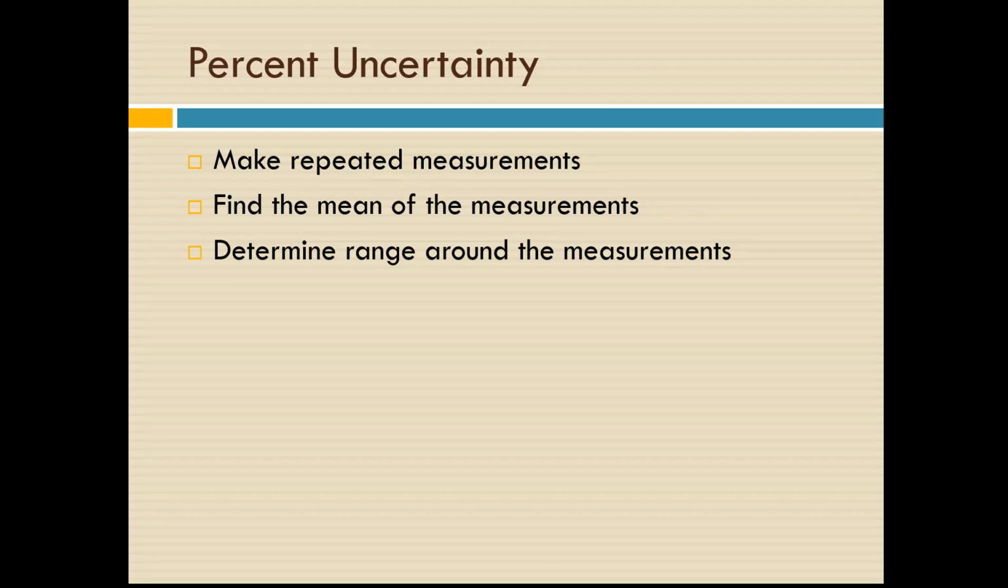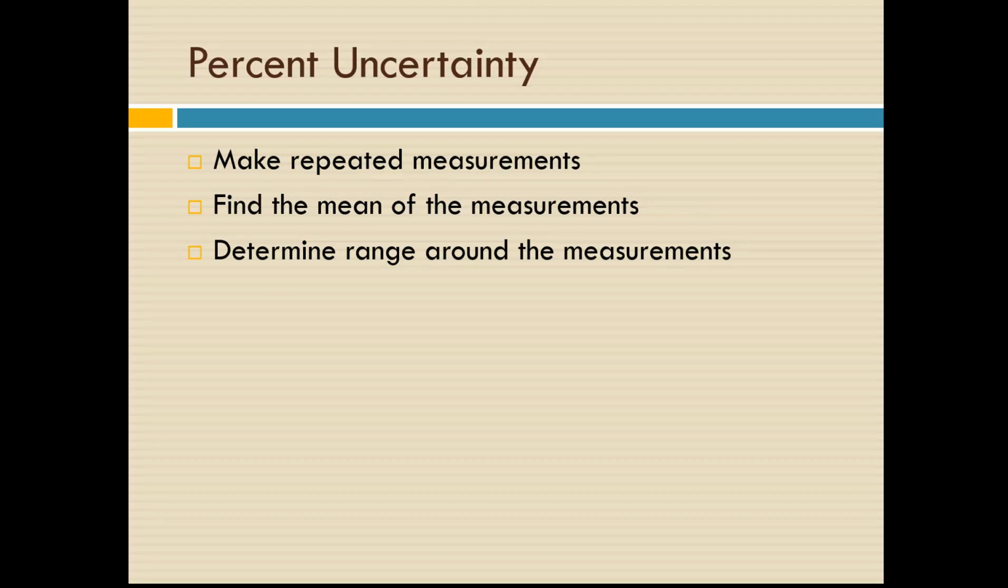But that's more of a lab practice than it is a calculation. Let's assume everything is close together, though. Then in that case, we want to find the mean. We want to find the range around the mean. What that means is we take a look at each measurement and we measure how far away that measurement is from the mean. So if we have 5 measurements, then we should have 5 ranges, plus or minus.